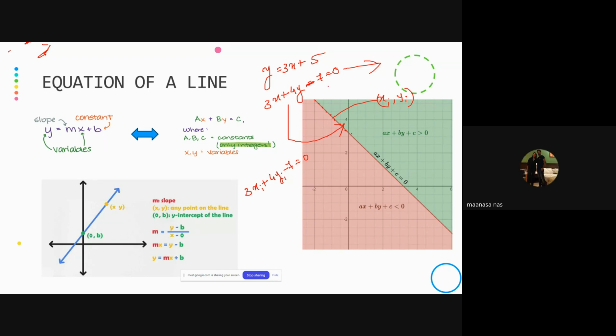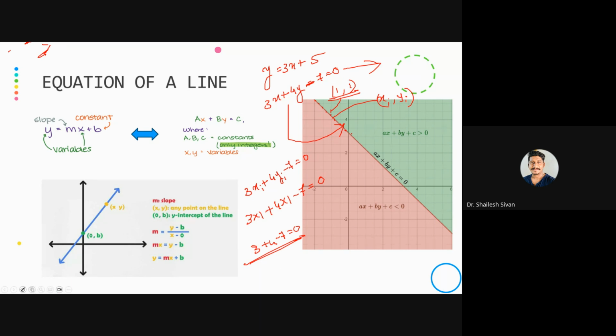1, 1. Yeah, exactly. 1, 1, right? 1, 1 is a point. If you substitute this 1, 1, it will be 3 into 1 plus 4 into 1 minus 7 equal to 0, right? That is 3 plus 4 minus 7 equal to 0. So we know this 1, 1 is a point on the line 3x plus 4y minus 7 equal to 0. Okay, so hope you got the idea, right?